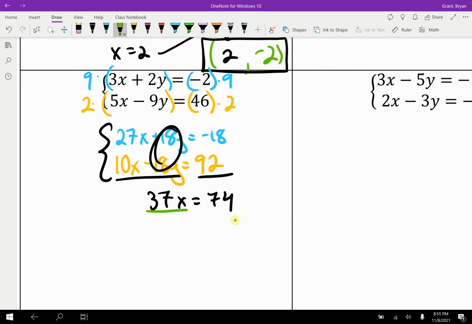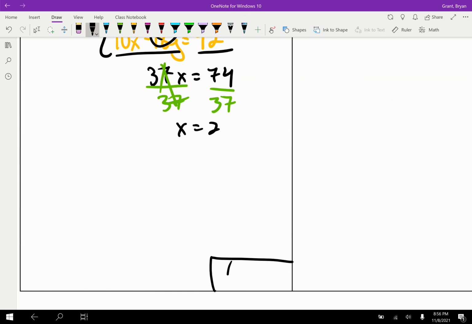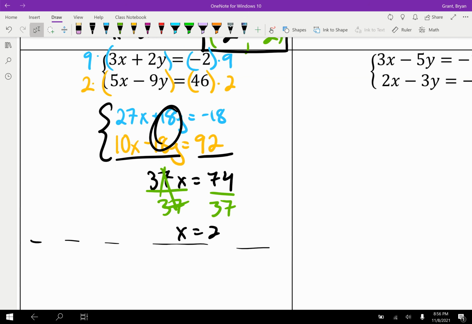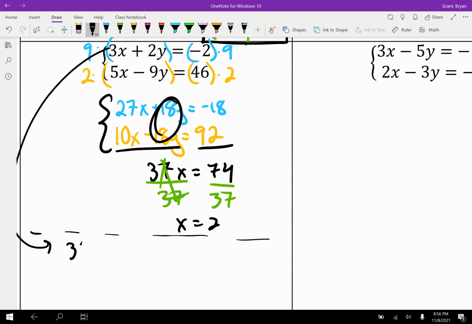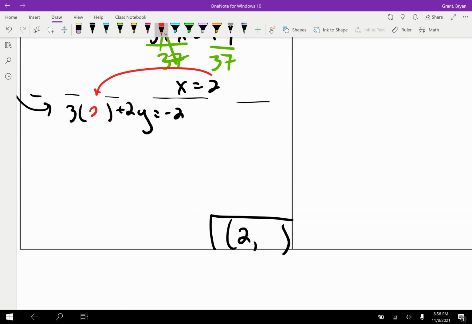To finish this off, we divide both sides by 37, and I'm pretty confident that 37 times 2 is 74. So we're part of the way to our answer. Our answer is 2 comma something. To find the something, move back to an original equation. You could use one of these as well, but those numbers are pretty big. I'm taking this one. It looks like it's the smallest numbers, and it's 3 times our x plus 2y equals negative 2. And our x was 2.